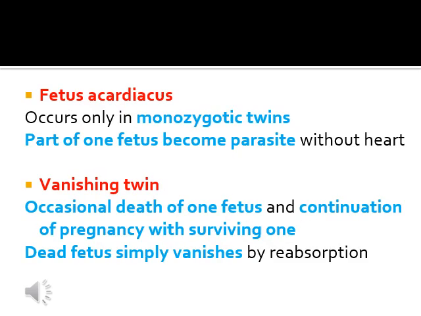Coming to fetus acardiacus, it occurs in monozygotic twins, and here one fetus becomes like a parasite without a heart, that is fetus acardiacus. Next is vanishing twins. Here there is occasional death of one fetus and the pregnancy continues with the surviving one, and the dead fetus simply vanishes and is reabsorbed in the uterus itself.